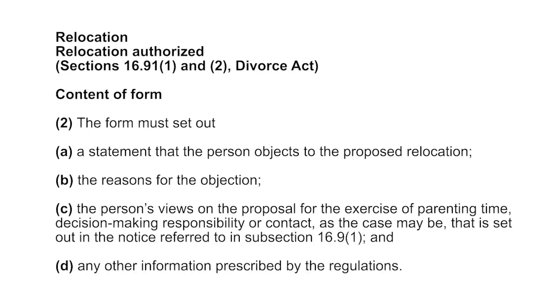The form sets out what it must include, again: a statement of what the objection will be, the reasons for the objection, the person's views on the proposal for exercising parenting time, and any other information. So this whole section is completely new. I think it's kind of interesting that if you give the notice, that modifies the onus to the person who wants to object, to either file the form or bring a court application.